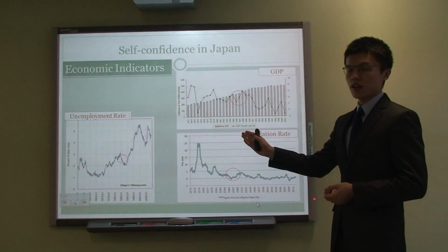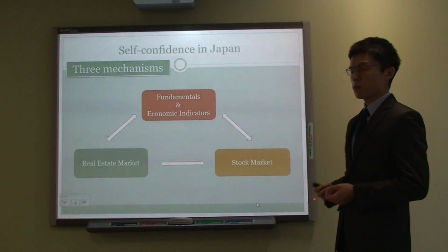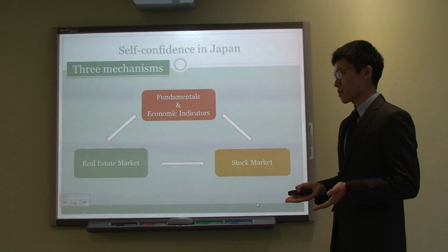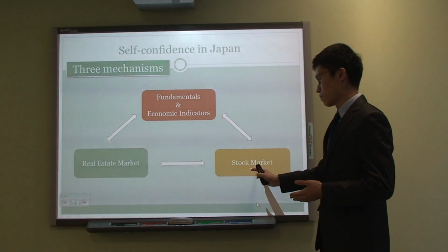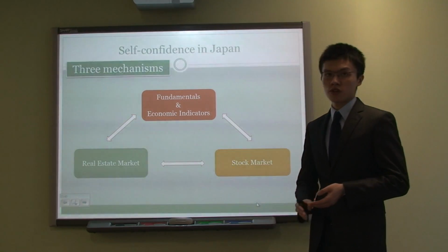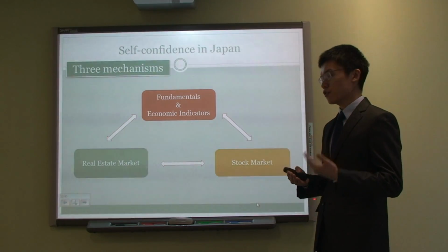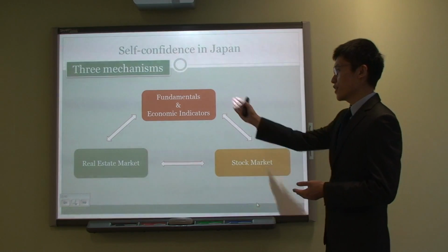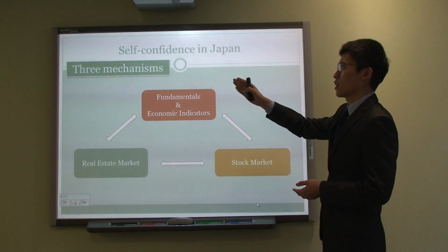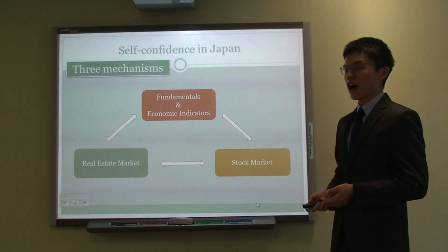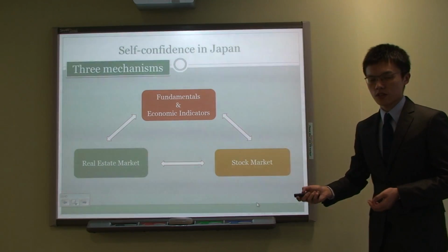With a series of promising economic indicators, as you can see from this picture, people became more confident about Japan, and this confidence in turn made the stock market and the real estate market bullish, and this bullish market in turn further strengthened people's confidence. So you can see this multiplier effect eventually resulted in the overconfidence in Japan. Now I will invite Julia to introduce the causes of the US financial crisis.